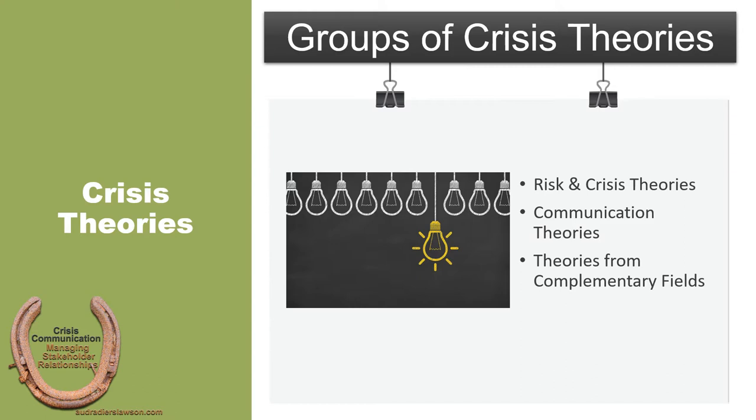last 50 years. While the journal articles represent a substantial portion of the articles published across these six decades, there are articles certainly that I didn't capture in the study, and in the 4 years since, there have been additional theories developed or applied. But overall, these theories can be broken down into three broad groups, and so I'll provide a brief overview and some examples from within each of the groups: risk and crisis theories, communication theories, and theories from complementary fields of study.